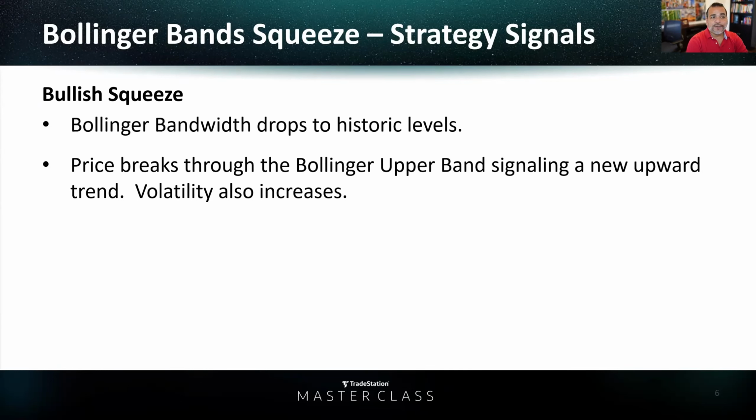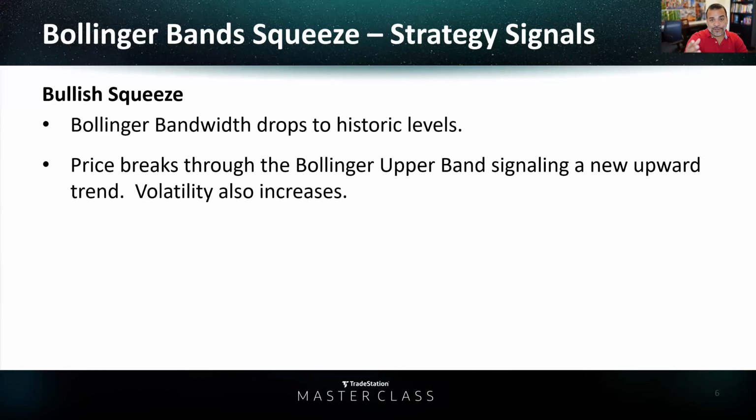On the Bollinger Band squeeze, the strategy signals are the following. The Bollinger Band bandwidth drops to historic levels. We're going to take a look at how to interpret that. And price breaks through the Bollinger upper band, signaling a new upward trend, and volatility also increases. So yes, that is the effect of the Bollinger Bands squeezing, getting closer to each other, and all of a sudden exploding.